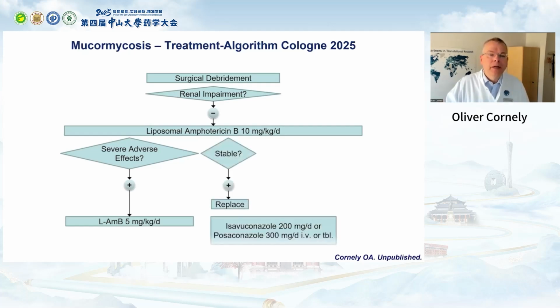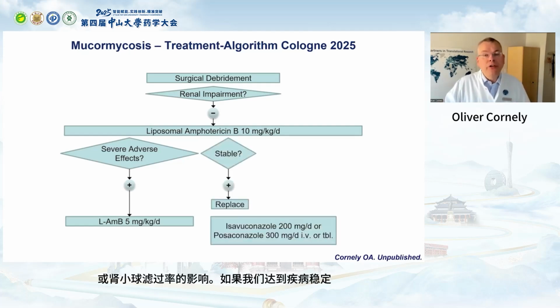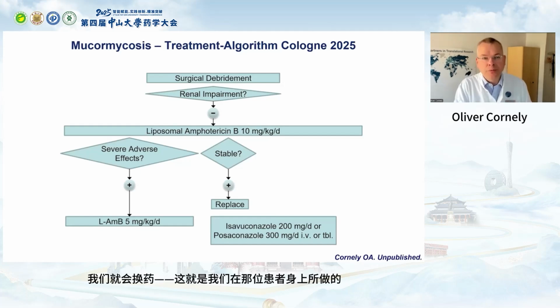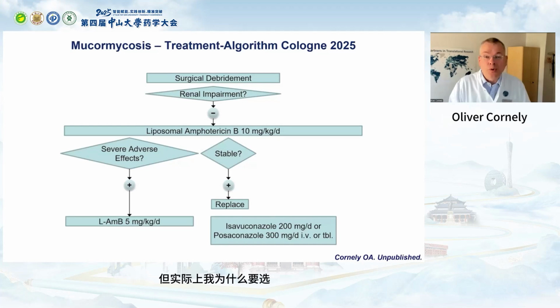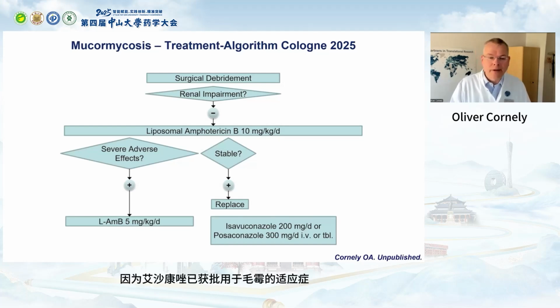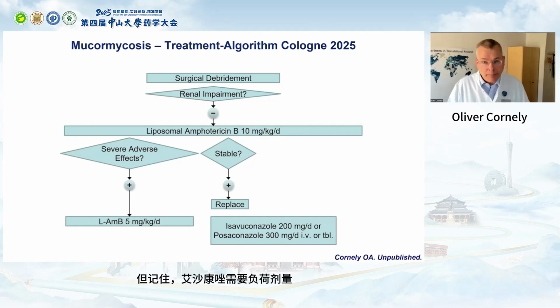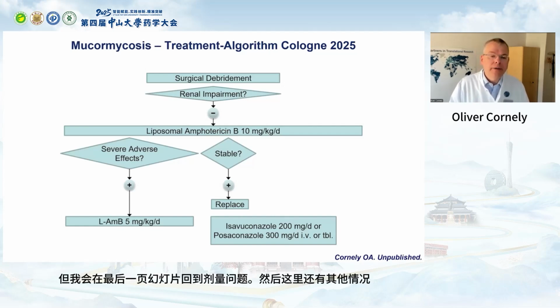And if we reach stable disease, we replace it. That's what we did in the patient. We reached stable disease by around week 6 or so, and then replaced it with isavuconazole monotherapy. We could have chosen posaconazole, but actually, why should I? Isavuconazole is licensed for it, so both are okay, but isavuconazole is the choice that we would go for. And remember, you need a loading dose, but I will come back to dosing on my last slide.